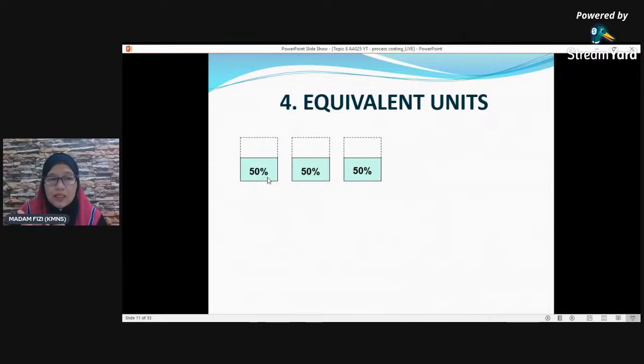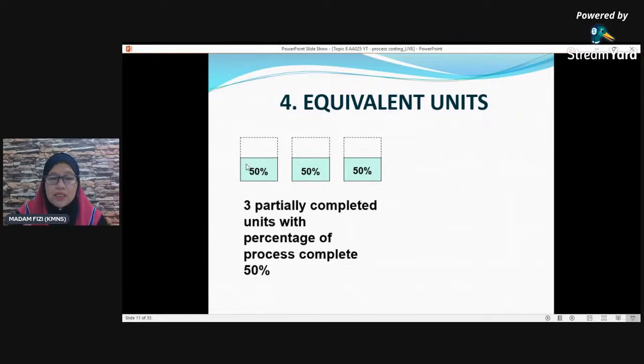So kita ada 3 unit produk, belum siap lagi, separa siap, baru 50% siap. Okay, faham ya? So 3 partially completed unit with percentage of process complete 50%. Apa maksud partially? Partially completed maksudnya separa siap, tak siap lagi. So, kita nak kira kos ni. Macam mana kita nak kira? Kita kena buat equivalent unit.